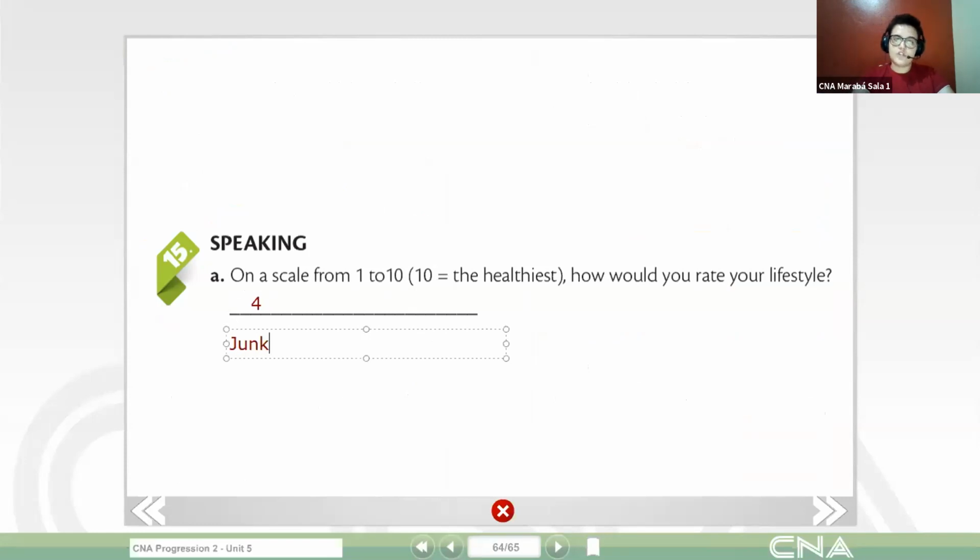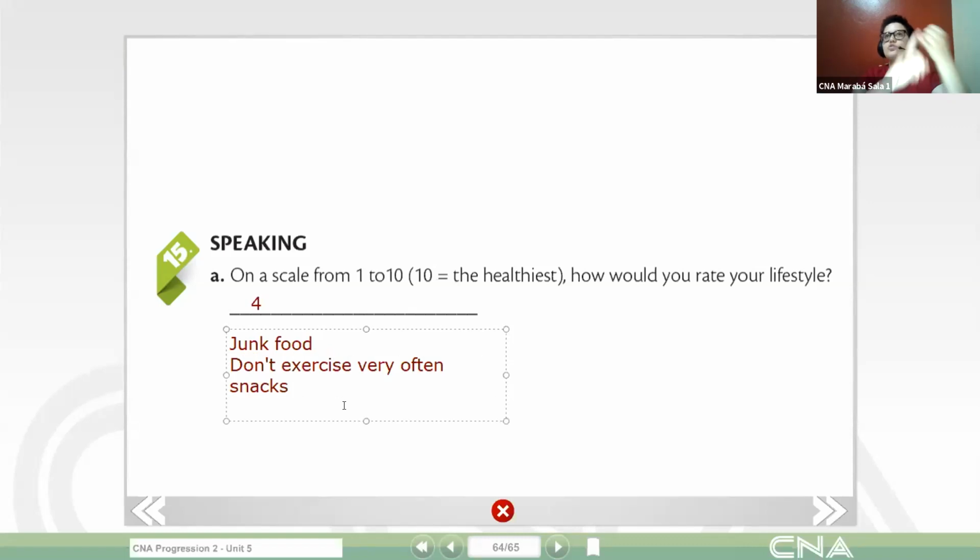Because I eat a lot of junk food. I like hamburgers, pizza, soda, hot dogs, and all this kind of junk food. I don't exercise very often. I exercise sometimes, but not with a lot of frequency. I like eating a lot of snacks. So when I'm hungry, I like to eat bread with ham and cheese and ketchup and mayonnaise, and I like to eat chocolate and chocolate cake.